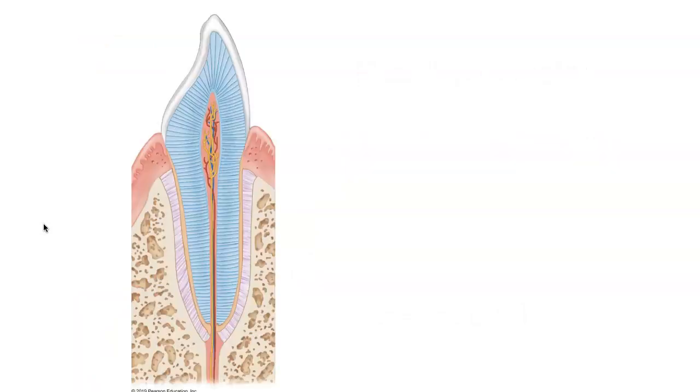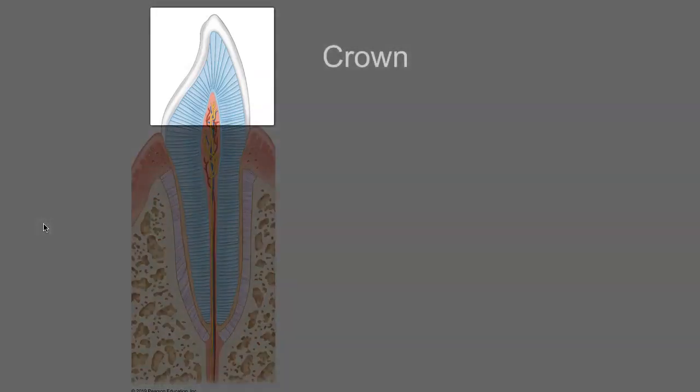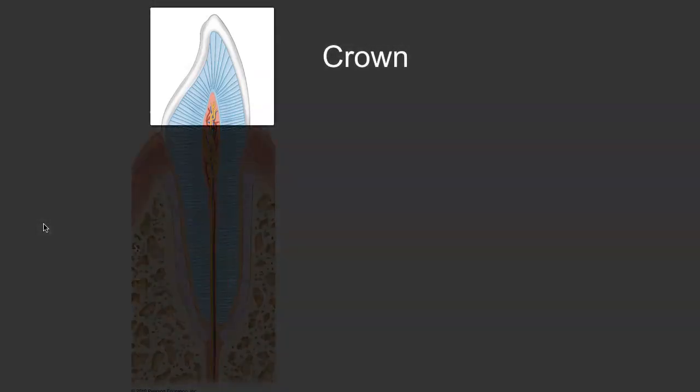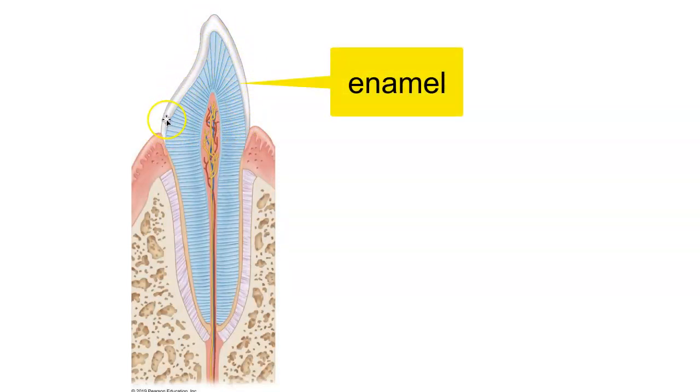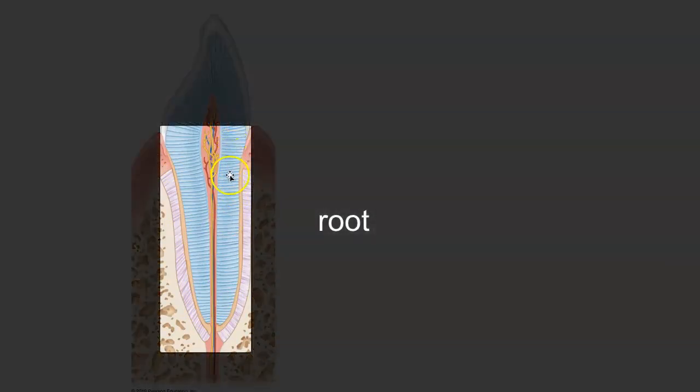And so taking a look at the structure of an individual tooth, the portion of the tooth that projects from the gum line is known as the crown. The crown is the portion that's covered by enamel. The portion of the tooth that's deep to the gum line is known as the root.